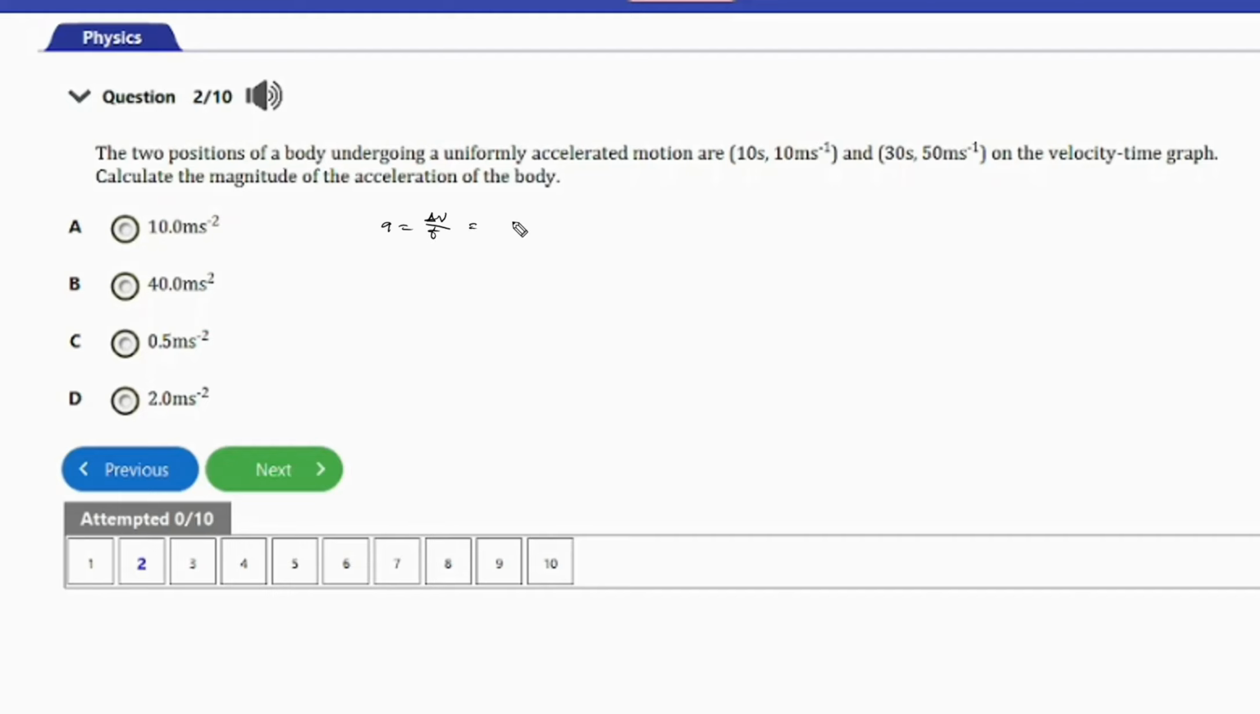So guys, the change in velocity here is 50 meter per second minus 10 meter per second, and that's 40 meters per second, and this will be divided by the change in time. That's 30 seconds minus 10 seconds, that's 20 seconds. So if we divide 40 meter per second by 20 seconds, we are going to have 2 meter per second squared, and that's option D here, guys. So that's it for this question. 2 meter per second squared is the acceleration of the body. Let's go ahead and consider the next question, guys.